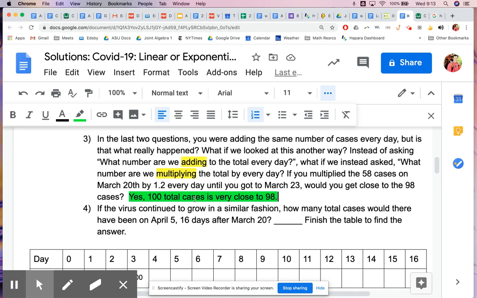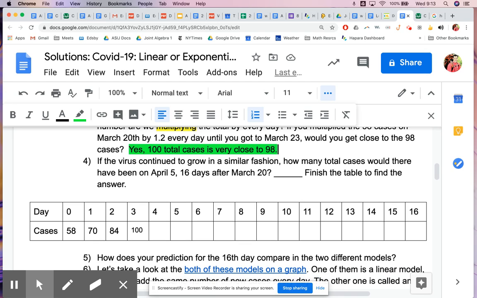Okay, so if the virus continued to grow in a similar fashion, how many total cases would there have been on April 5th, which is 16 days after March 20th? We're going to have to fill in this table. We're going to take each one of these, multiply by 1 and 2/10, multiply by 1 and 2/10, multiply by 1 and 2/10. I'm curious if anyone realized that they're multiplying by 1 and 2/10 3 times, which is 1 and 2/10 to the third power. If you use that idea, you could actually go through this table a little bit quicker. So go ahead and fill in that table and then answer the question up here at the end.